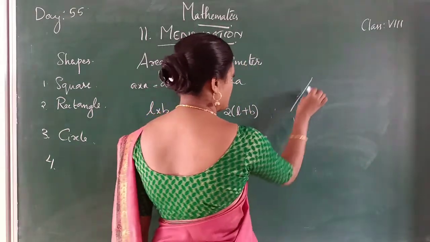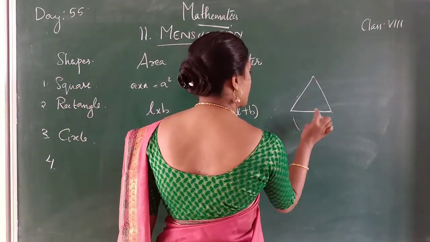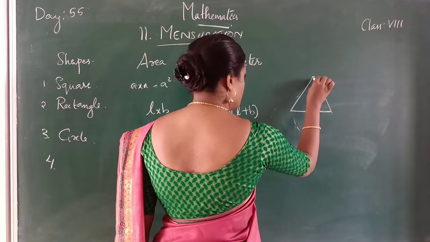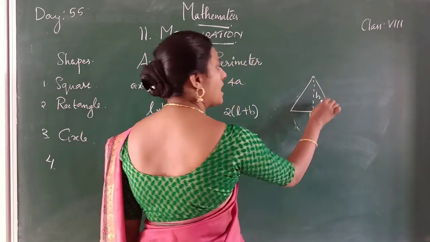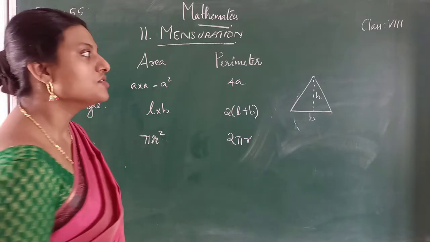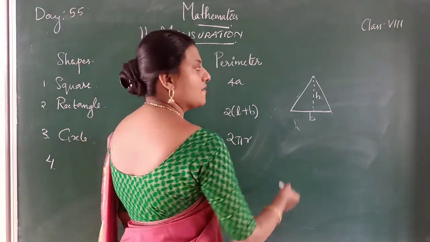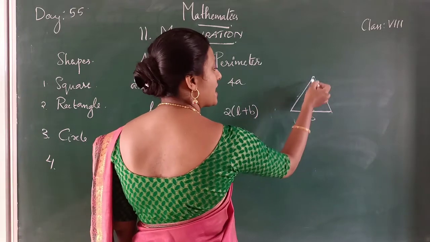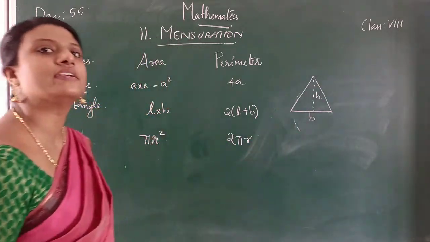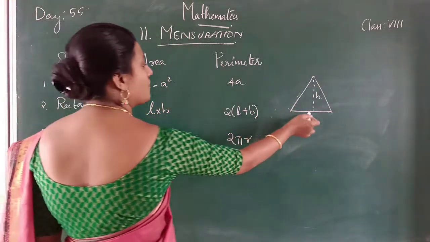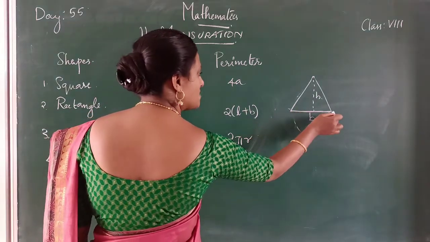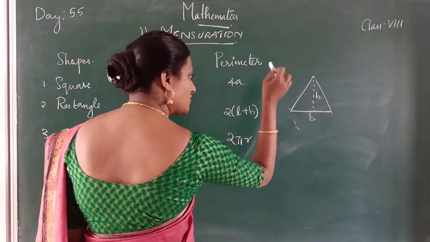Any triangle. This is the triangle, this is the base of the triangle and this is the height of the triangle. So next we are going to learn about the areas of the shapes. First is the triangle. What is the area of the triangle? You will study it in the 7th standard. The area of the triangle: this is the base and this is the height of the triangle.